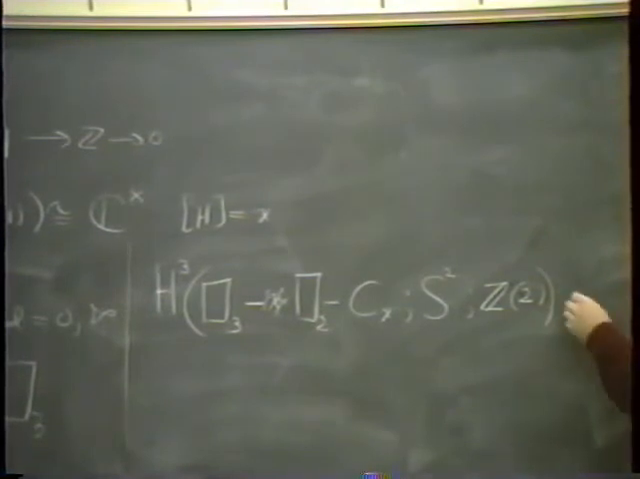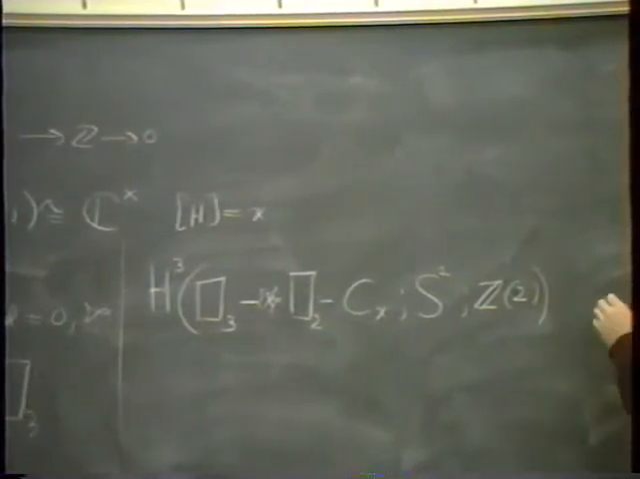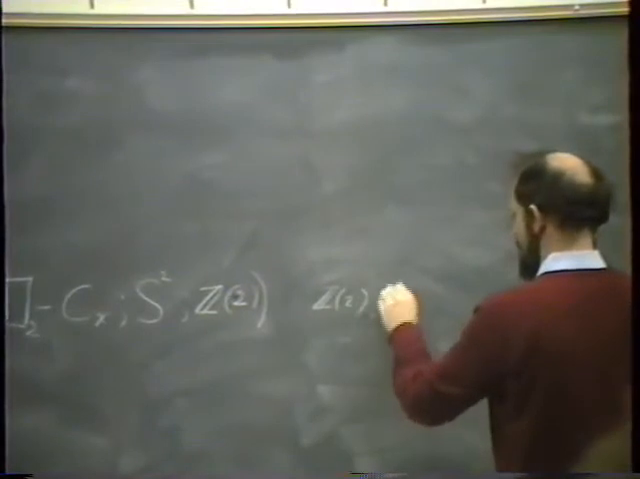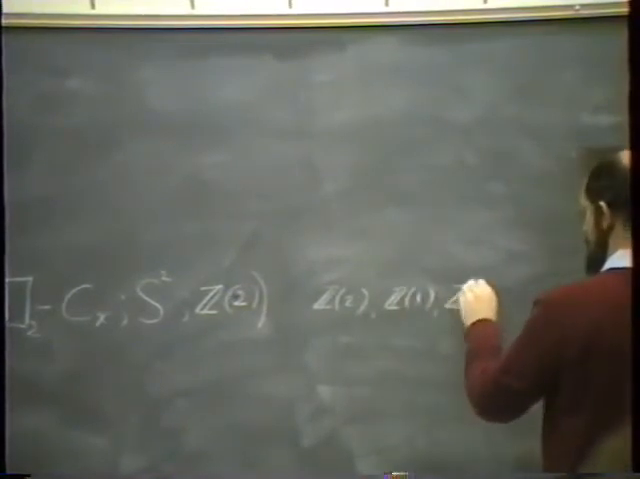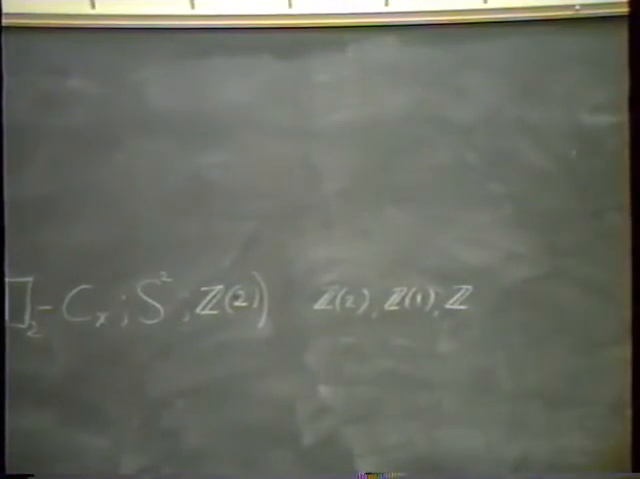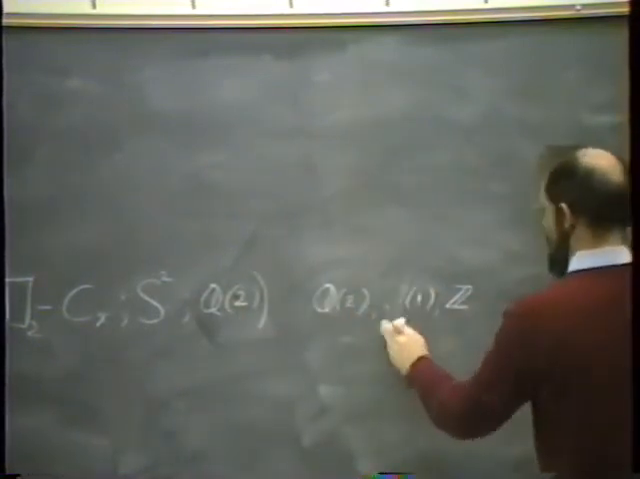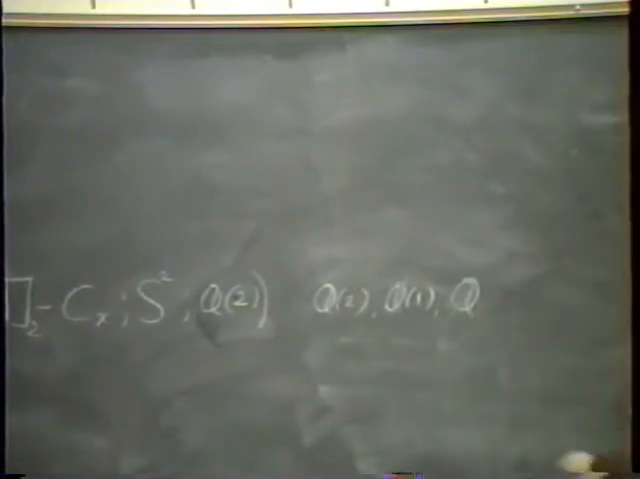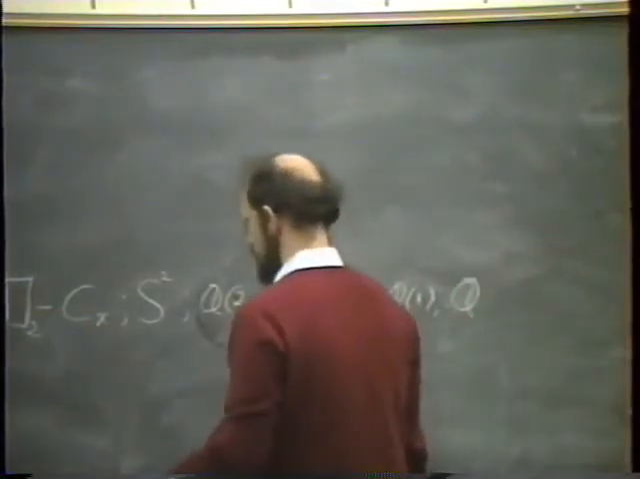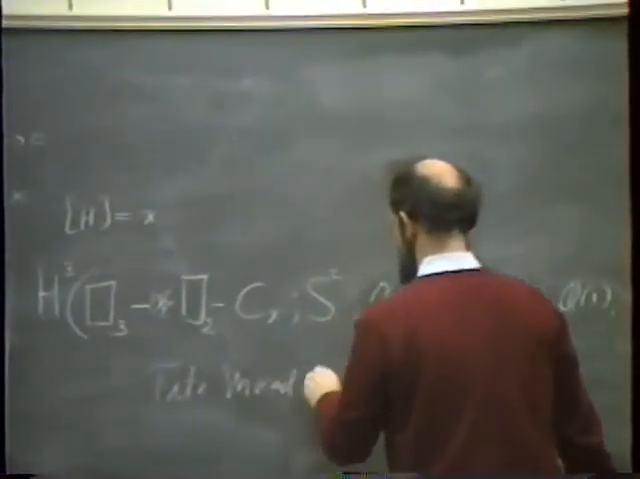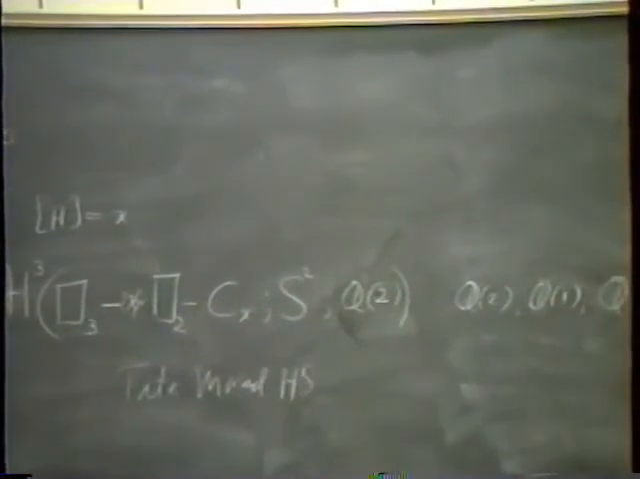If you do the calculation, it's a little painful, but what comes out is that this is a free abelian group of rank 3, and it's a mixed Hodge structure, and the graded pieces are Z(2), Z(1), and Z. Actually, we'll work over Q, so Q(2), Q(1), and Q. And this is one of these Tate mixed Hodge structures.